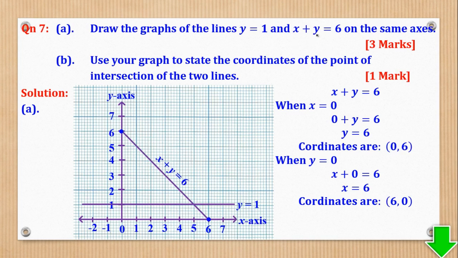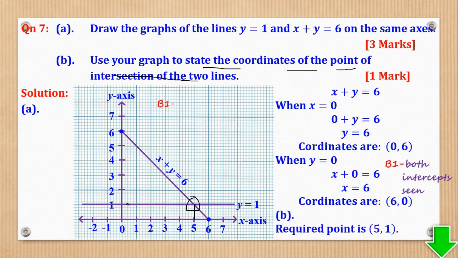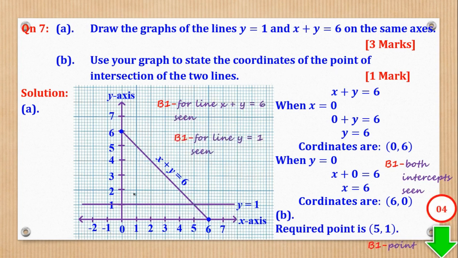Now that was part A. In part B they said, use your graph to state the coordinates of the point of intersection of the 2 lines. So the intersection is this point. On the horizontal x-axis it is 5, on the y-axis it is 1. So the coordinate is 5, 1. Therefore for part B, the required point is 5, 1. And that's what they wanted. So that's how the 4 marks would come about.